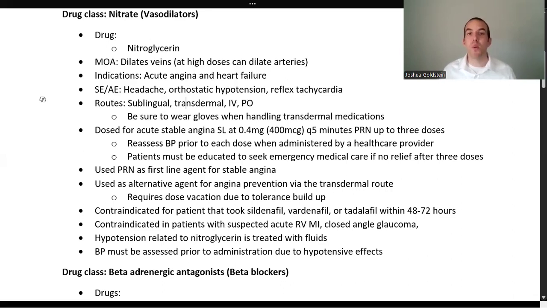By that point, either we realize it's not working, or we got the desired effect, or we switch them to IV, or their blood pressure is too low. A whole bunch of stuff can happen, but per the textbook, you can get it up to 3 doses.